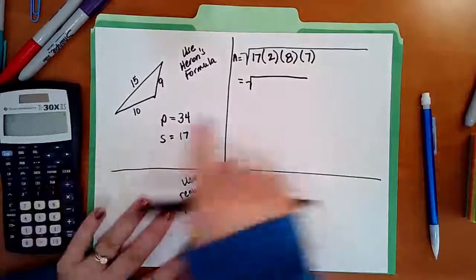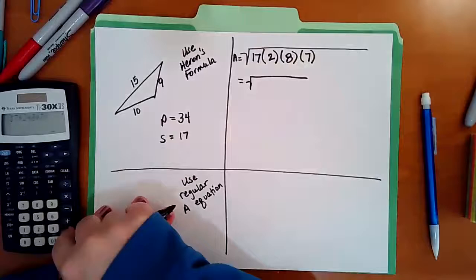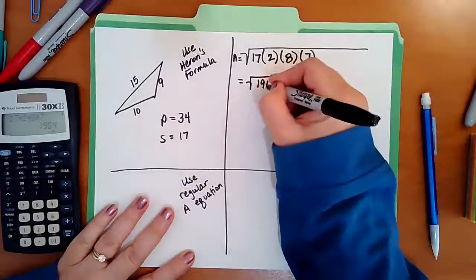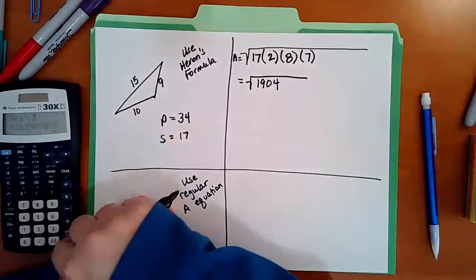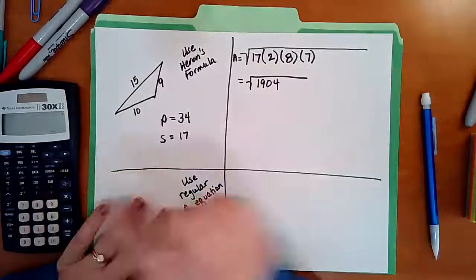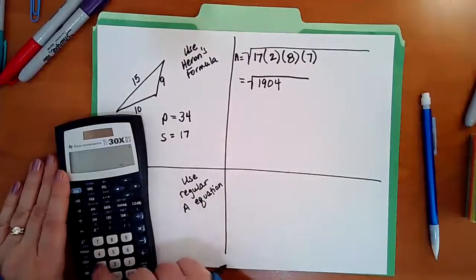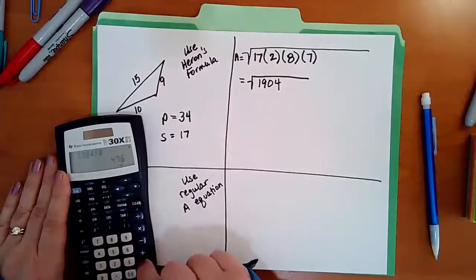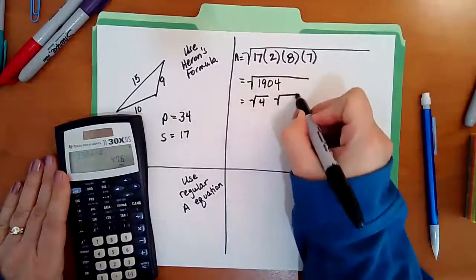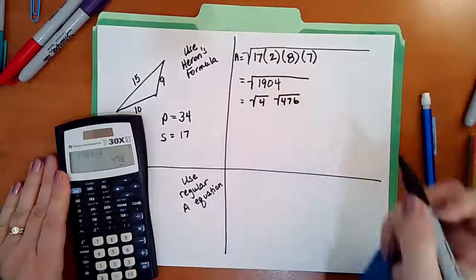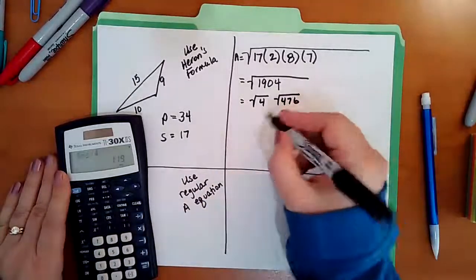Okay, let's do this math. 17 times 2 times 8 times 7 is the square root of 1904. I don't suppose that has a perfect square. No, it doesn't. So now we're going to have to reduce it. Don't worry, it's going to be fine. Let me see, 1904 divided by 4. Oh, yeah, that works. So let's do the square root of 4 times the square root of 476. And then let's take 476 and see if I can break it down again, and I can.